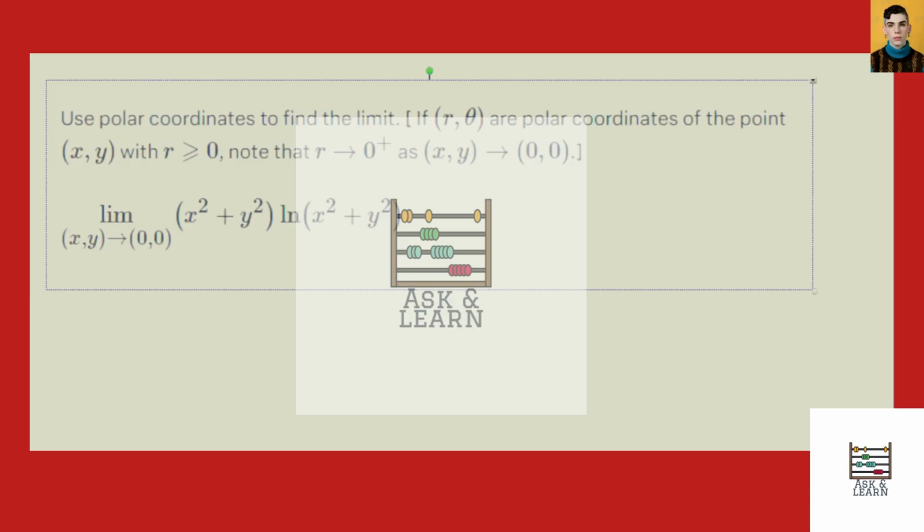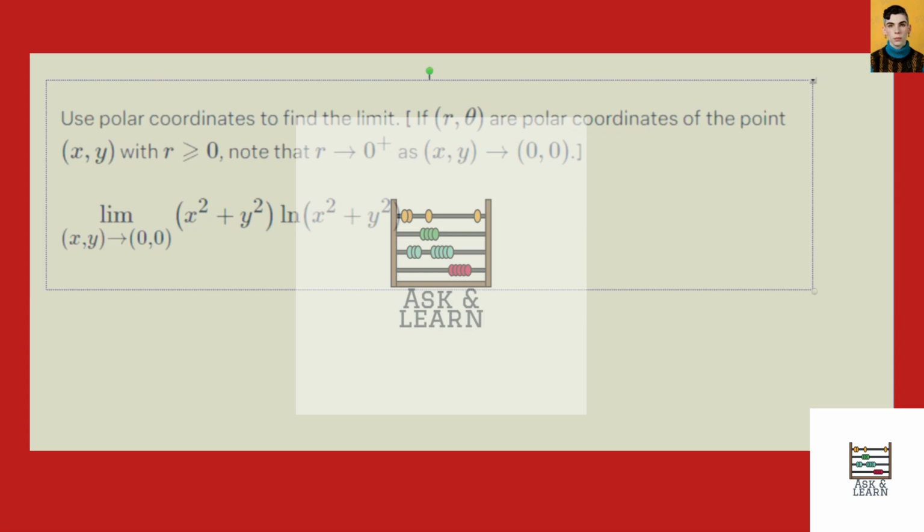In this question, I want to use polar coordinates to find the limit. And they note that if r, theta are the polar coordinates of a point (x, y), where r is greater than or equal to 0, note that r approaches 0 from the right as (x, y) approaches (0, 0). So here I want to find the limit as (x, y) approaches (0, 0) of the quantity x squared plus y squared times the natural log of the quantity x squared plus y squared.